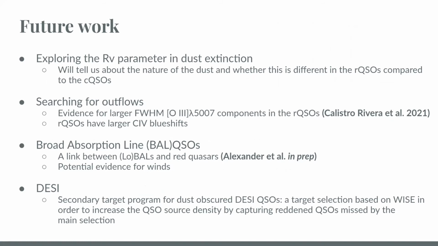In a recent paper by Gabby Calistro Rivera, she found larger full width half maxima of the [O III] components in the red quasars compared to a control sample. And in our work, again, it's a little bit tentative at the moment, we do find that a higher number of the red quasars are better fit with an [O III] wing component, which is indicative of outflows. We also find red quasars have larger C IV blueshifts, but our sample's too small to really tie this down.